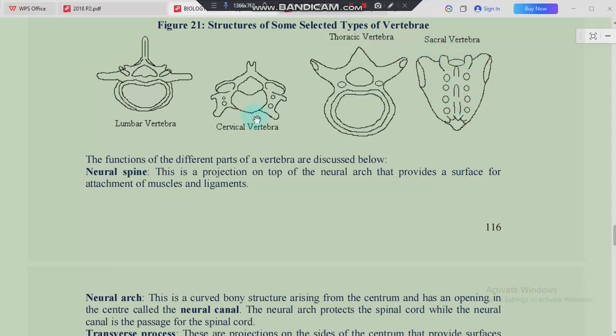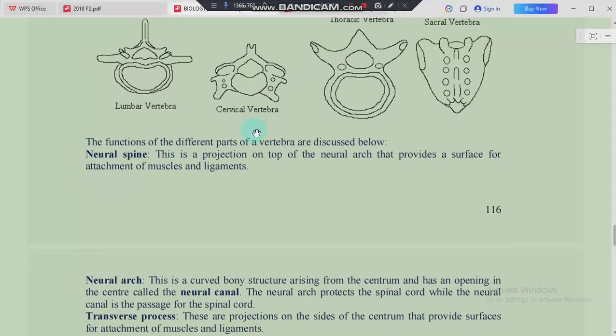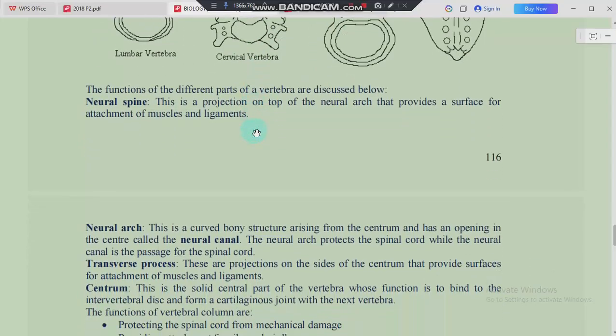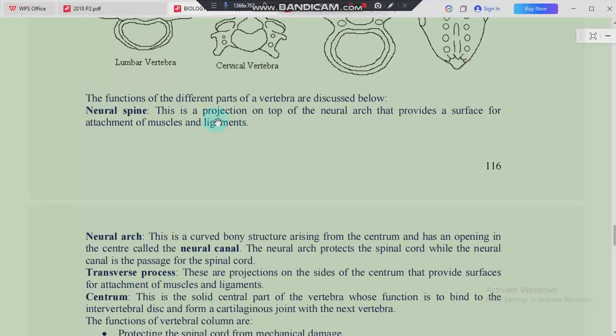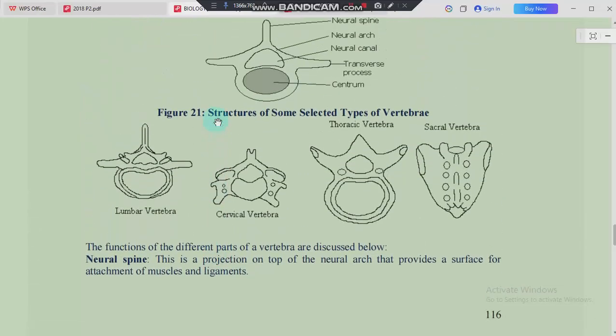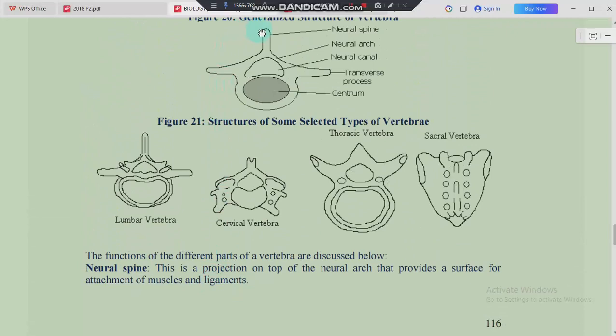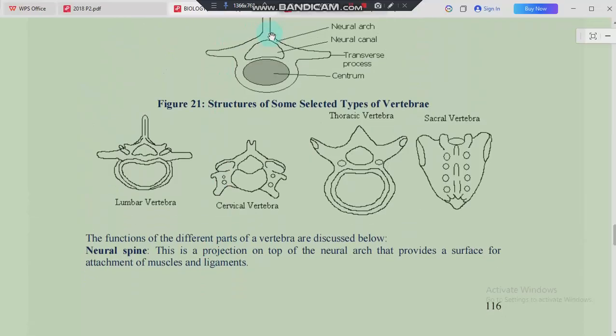So now when we talk about the functions of the parts that we have mentioned, we have the neurospine. This one is responsible for projection on top of the neural arc and provides a surface for the attachment of muscles and ligaments. All this is done by the structure which we call the neurospine.